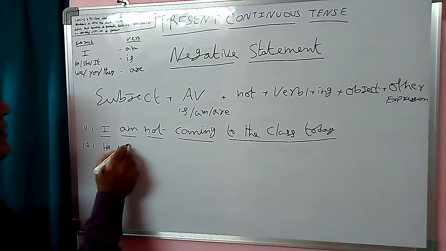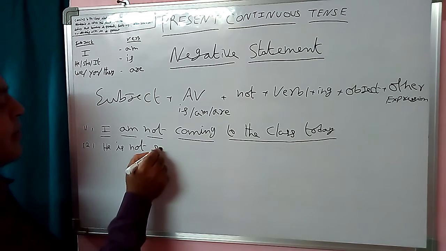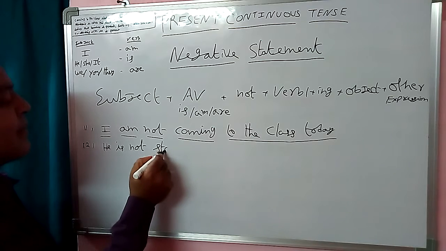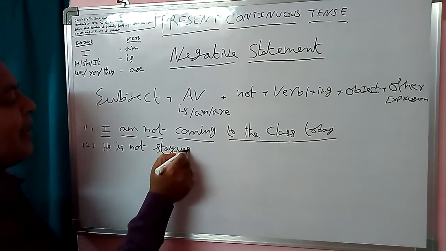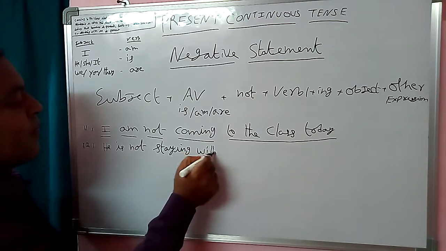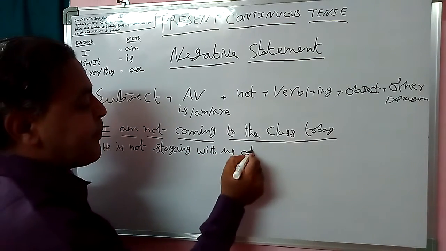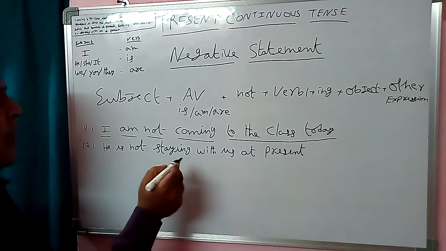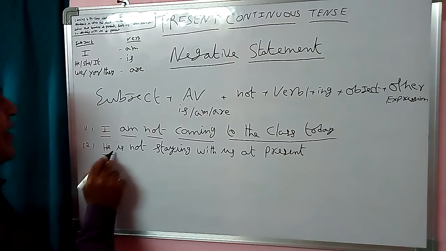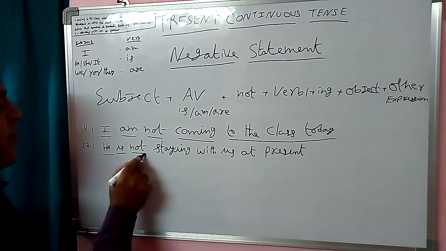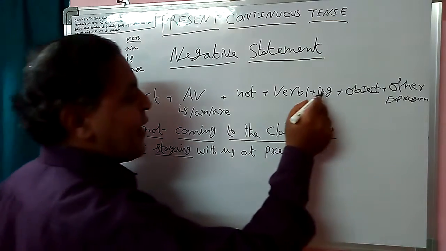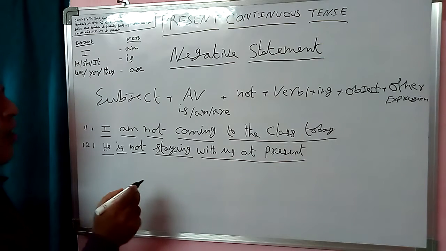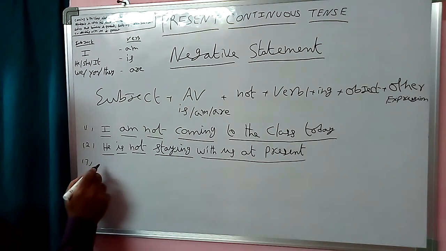He is not staying with us at present. He, subject, is, auxiliary verb, not, staying, verb 1 plus ing, with us at present, object and other expression. He is not staying with us at present.